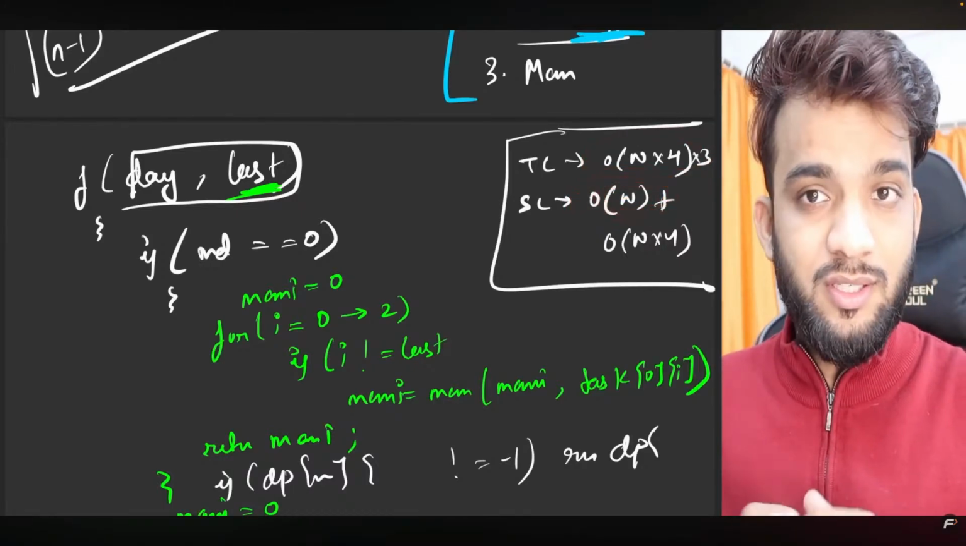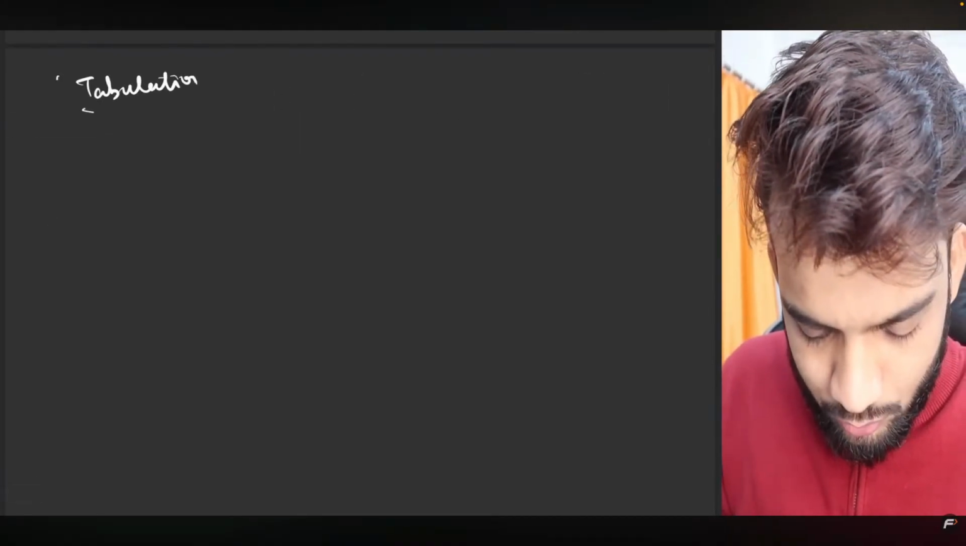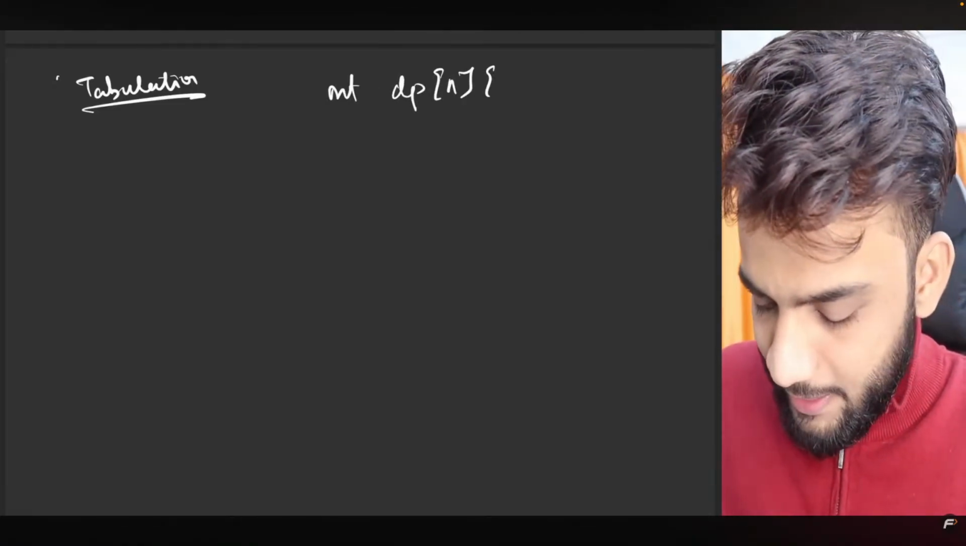So how can we first omit this recursion stack space? We will be doing tabulation. What did I tell you? What's the first rule of tabulation? Declare a similar size DP array. That's the first thing that you'll do. Kindly declare a similar size DP array.